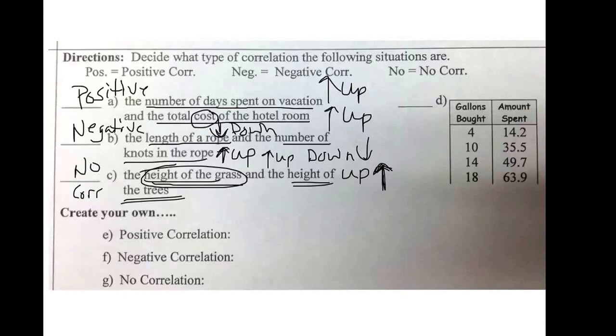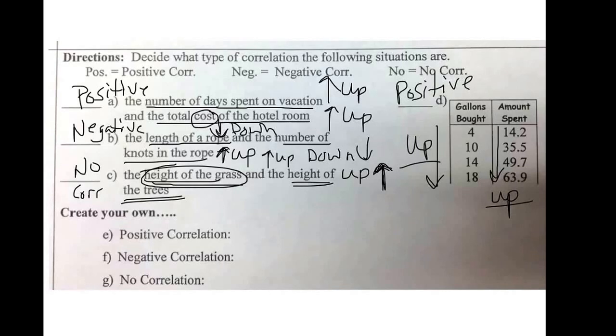Those are unrelated. When we have points over here, from 4 to 10 to 14 to 18, that's going up. From 14 to 35 to 49 to 63, that's also going up. 2 ups or 2 increases. It makes for positive correlation.